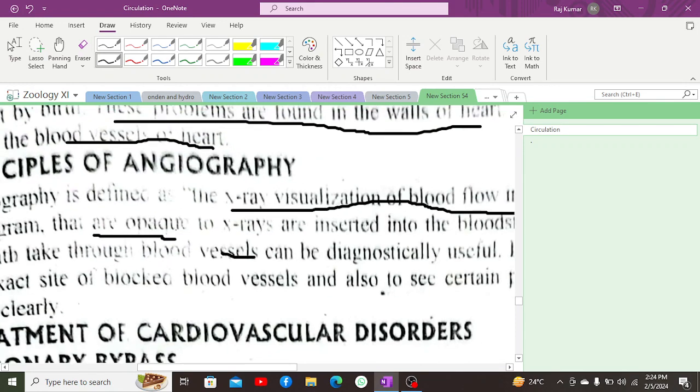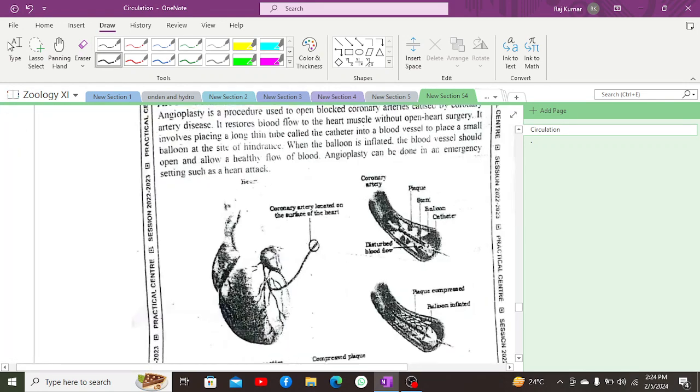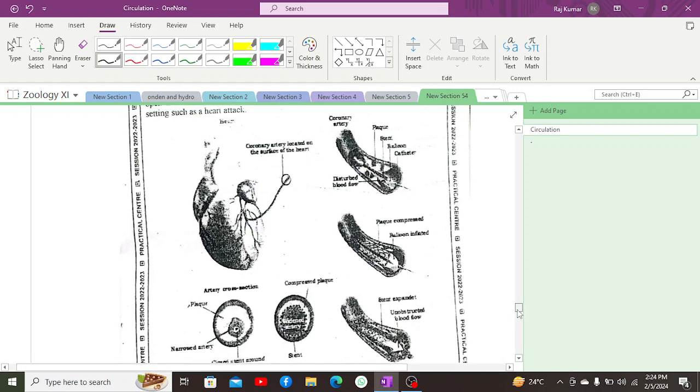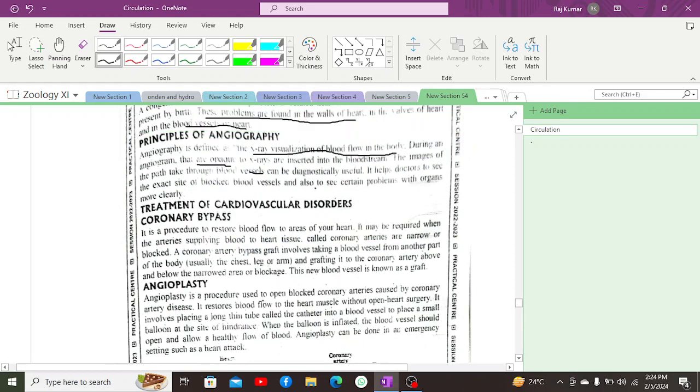That are areas that are opaque to X-rays are inserted into the bloodstream. The images of the path through the blood vessels can be diagnostically useful. It helps doctors to see the exact site of blocked blood vessels and also to see certain problems with organs more clearly. Treatment of cardiovascular disorders, coronary bypass, and angioplasty.